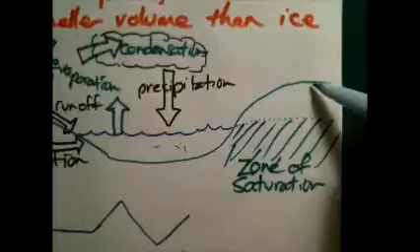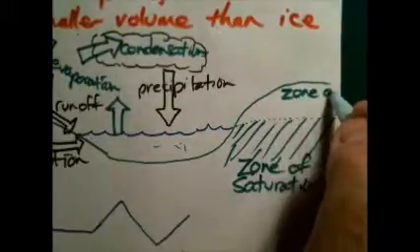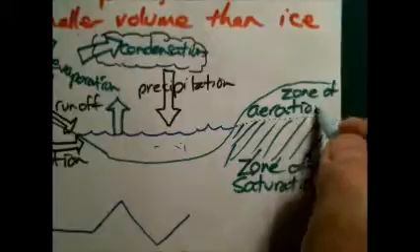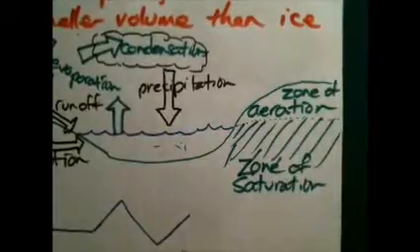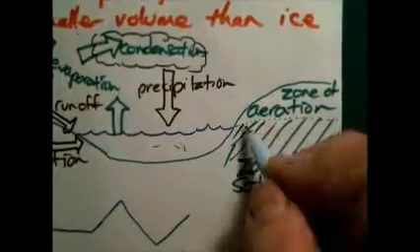Above this is an area where the dirt particles have air spaces between them. So we call that the zone of aeration. The boundary between these two is called the water table.